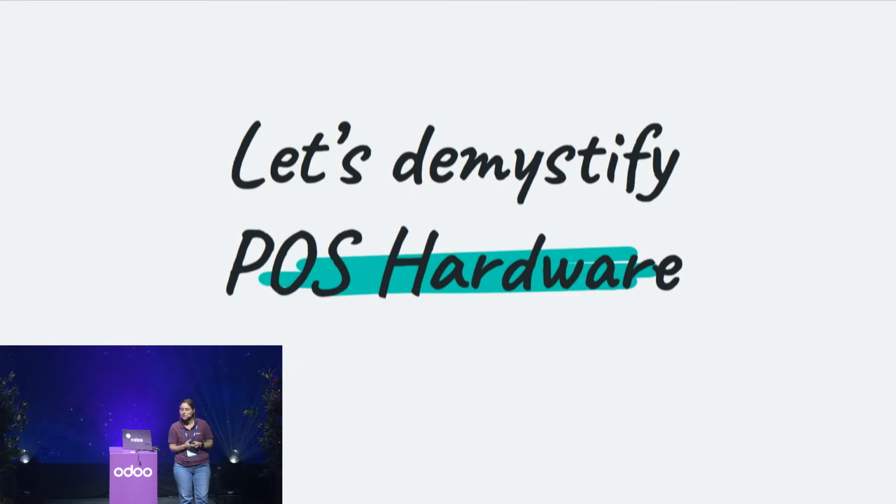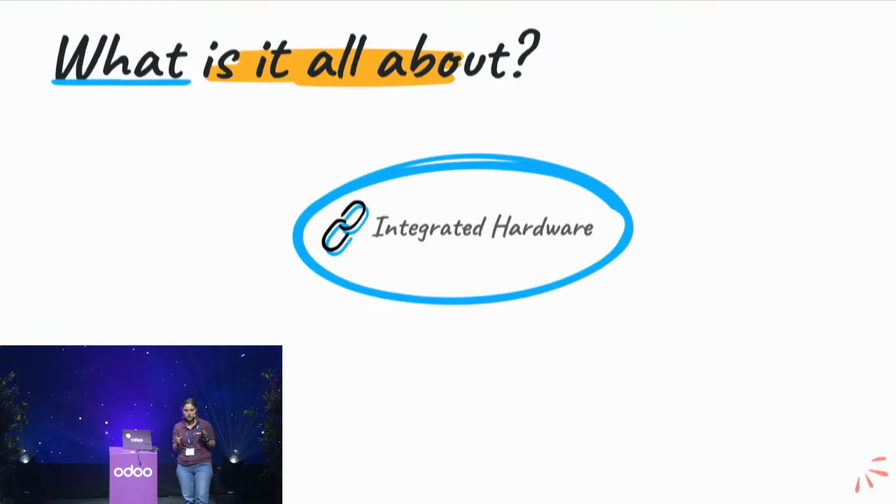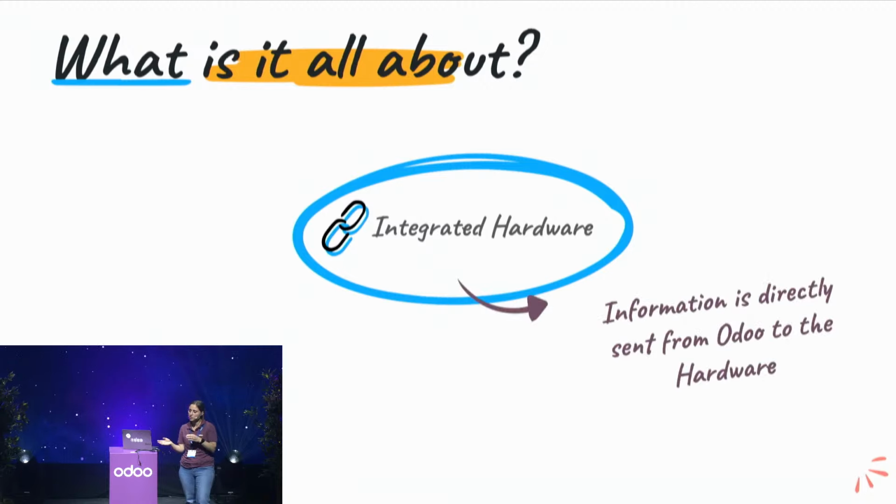So, let's demystify POS hardware. What is it all about? When we speak about compatible POS hardware, what is it? Actually, it's all about integration. When you choose compatible hardware, this means that the information will directly flow from Odoo to the specific hardware that you choose.